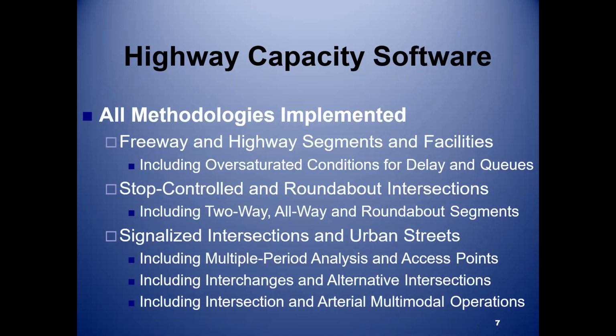Signalized intersections, including phase duration and multiple period analysis for signalized intersections, access points, and interchange ramp terminals for arterials. No other procedure does this. Alternative intersections were added in the 6th edition, and multimodal. So you can look at pedestrian, bicycle, and transit level of service along an arterial, the perfect tool to quantify the trade-offs when you're considering complete streets or a road diet.